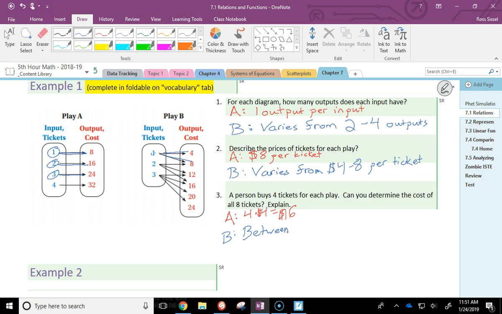Okay, so the minimum, if the tickets cost $4, 4 times 4 was 16. But the most tickets cost was $8. So if I bought 4 tickets at $8, it's going to be $32. Then they asked, can I determine how much I'm going to spend if I buy 8 tickets? Can I find that exact answer?